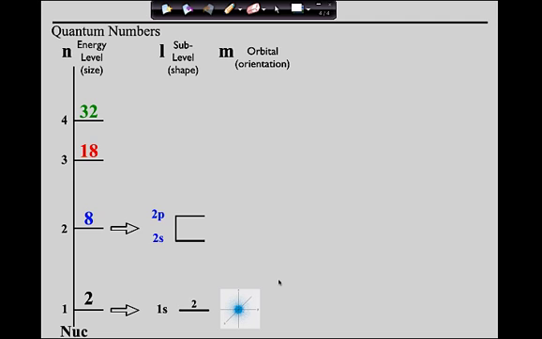Now, guys, check this out. This is cool. How many electrons are in the 1s sublevel? 2. So guess what? There's also 2 in the 2s.